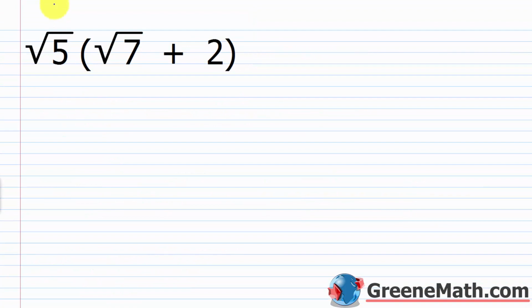All right, let's take a look at some easier problems now. So a lot of times when you work with radicals, you do involve multiplication. And this guy right here is just going to be using my distributive property. So the square root of 5 multiplied by the quantity, the square root of 7 plus 2. So just distribute the square root of 5 to each term. The square root of 5 times the square root of 7 is just the square root of 35. Nothing to simplify there. The square root of 5 times 2 is just 2 times the square root of 5.